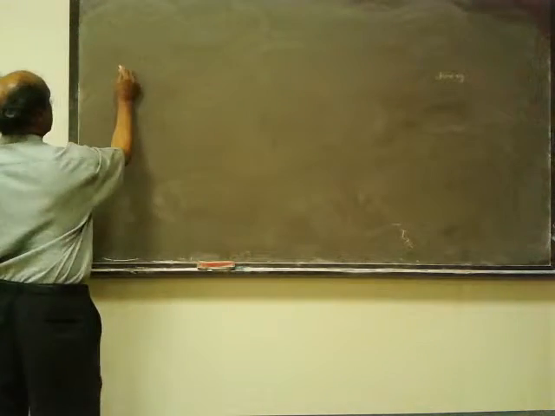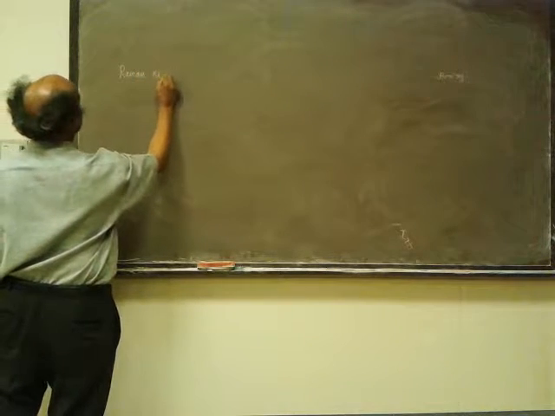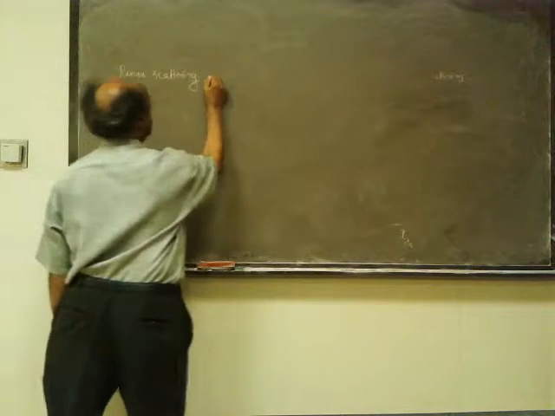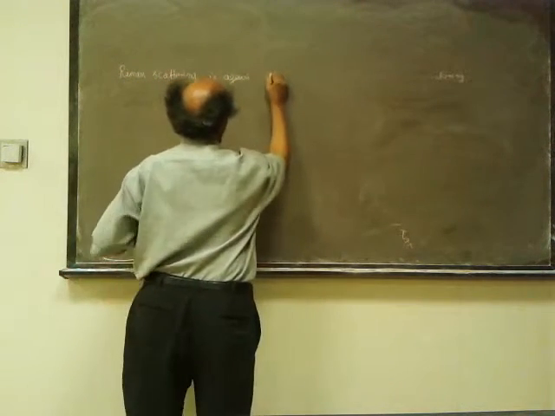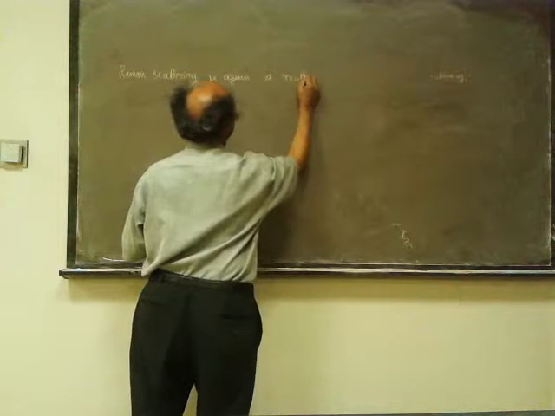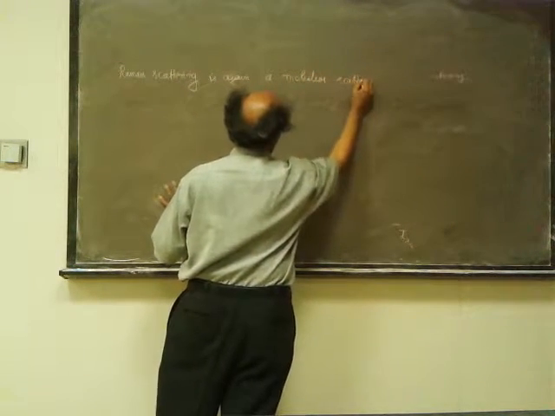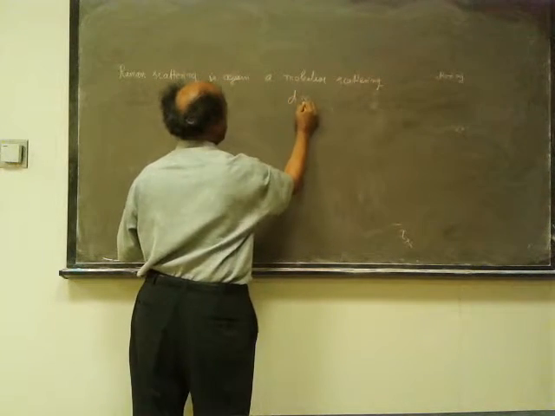Now next up, Raman scattering is again a molecular scattering. Molecular scattering. This means T is comparable to lambda.